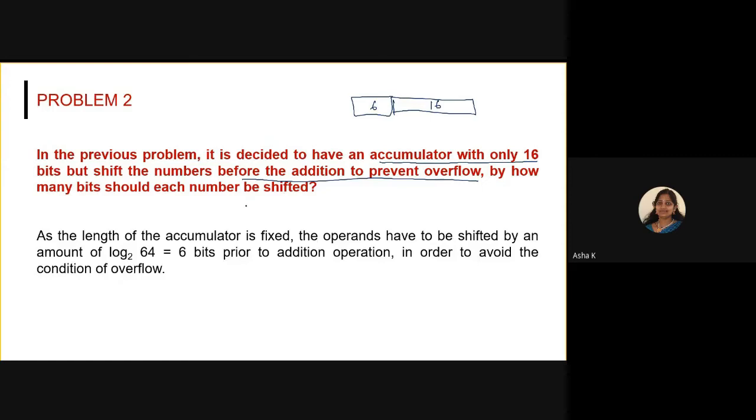Again, the calculation goes like this: as the length of the accumulator is fixed at only 16 bits, we have to shift by an amount of log N base 2, which is 6 bits, prior to the addition operation in order to avoid overflow. Before adding those numbers, how many numbers do I have? I have 1, 2, 3 up to 64 numbers, all consisting of bits A15 to A0.